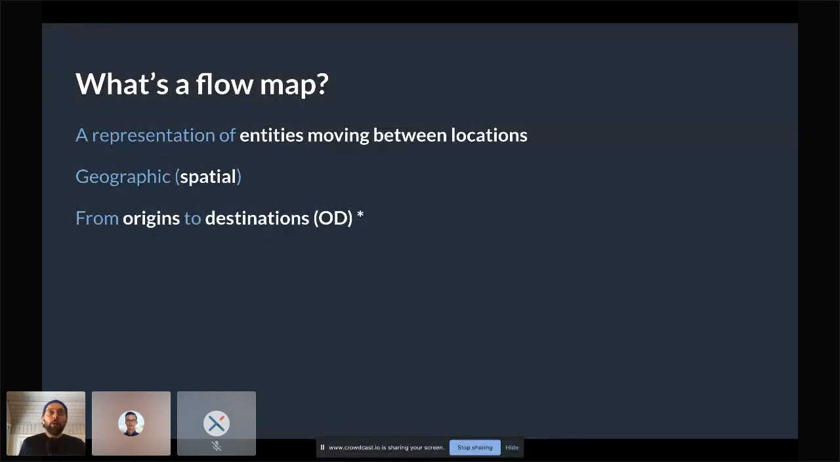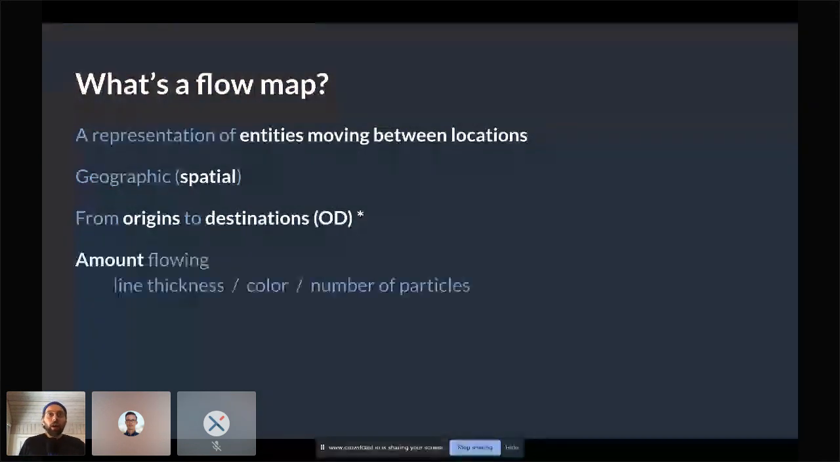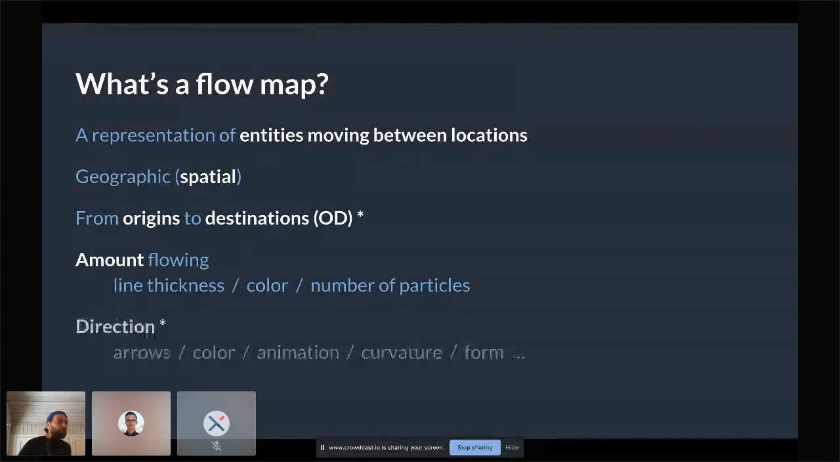Usually it's about entities moving between specific origin and destinations, but not always. I will get back to it in a second. Usually the amount flowing is also important, and there are different ways of showing it. We can use different visual variables to encode this information. The direction is also often important, but not always. And also different visual variables can be used to represent the encoding, the direction.